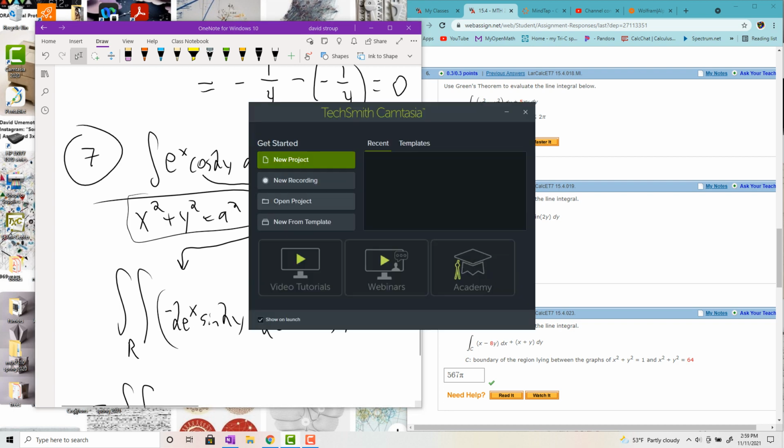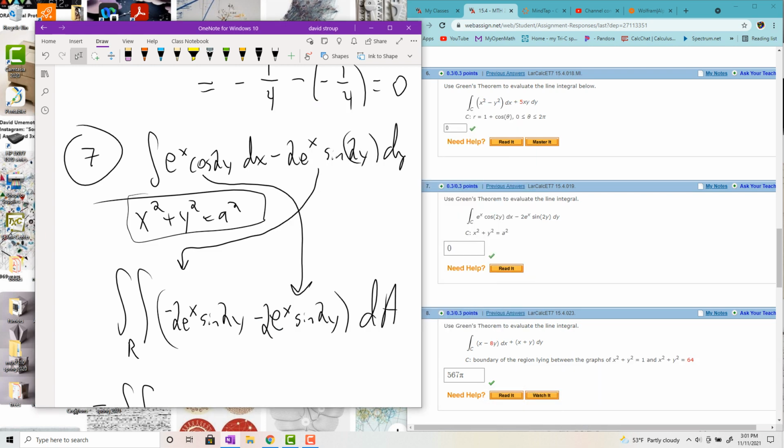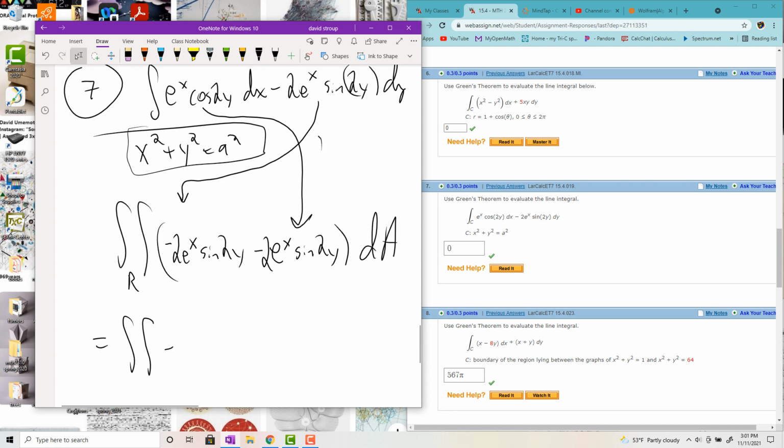Hold on. Let me pause the video. I see what I did wrong. So the formula has a negative already in it, right? It's always the double integral of the partial of n with respect to x, minus the partial of m with respect to y. See, that minus is already in there, so this will be plus, that'll be 0, so that'll be a big 0, and it'll equal 0. Okay. Sorry about that.